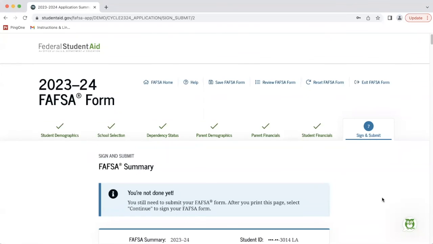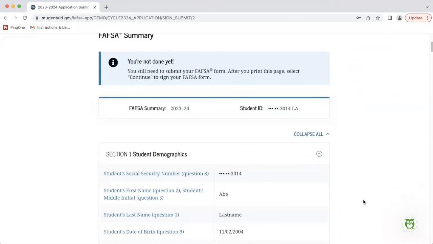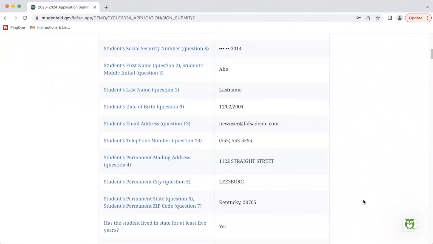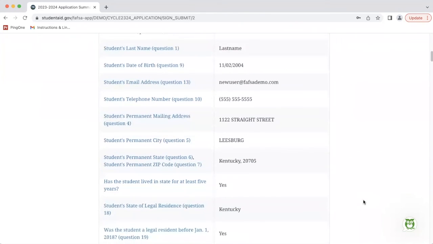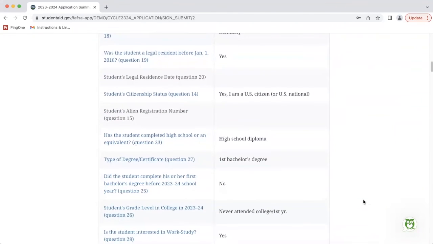Well, now we're in the home stretch. And this is one of the most important pages on the FAFSA because this is a checkpoint where you can go through and see line by line every response that we put on the FAFSA. It's really important to take your time on this page and just look through for any possible typos or incorrect responses. And that way, if you do find something, you can go back and make those corrections.